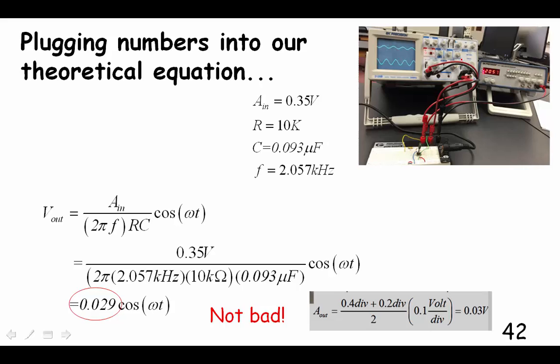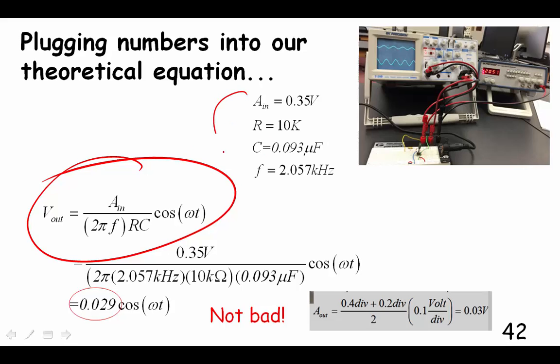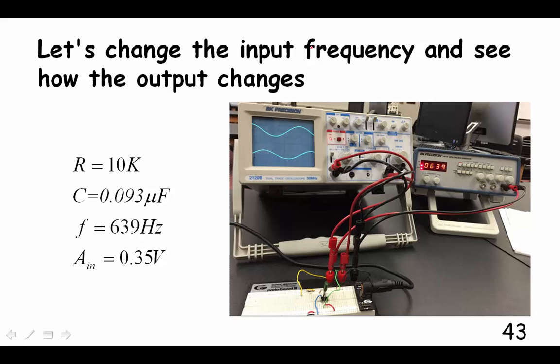Well, let's calculate what we expect. Here's the equation we derived. I just plugged in all the values that we had: the input voltage of 0.35 volts, my driving frequency, the resistance and the capacitance. And I get an amplitude of 0.29, and we measured 0.03. That is excellent for measuring from an oscilloscope because they're usually off by 10% or so.